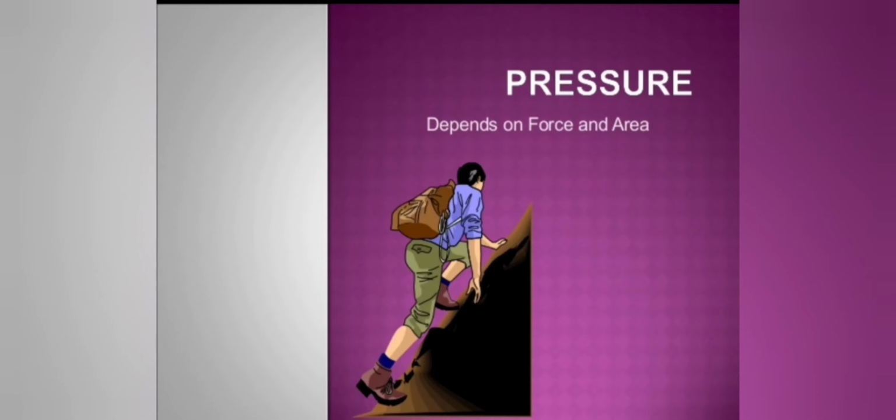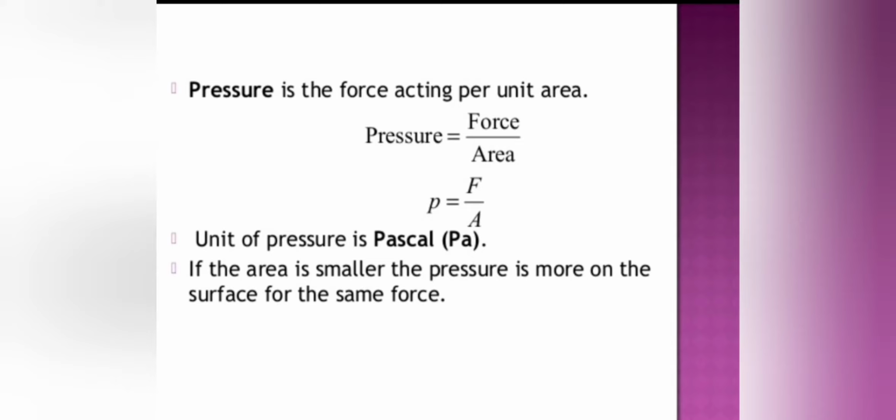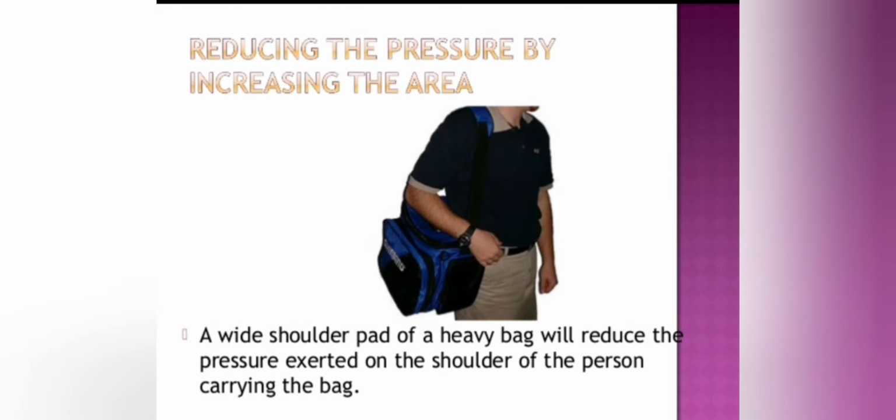Now we'll study about pressure. Pressure depends on force and also on the area on which it is applied. Pressure is the force acting per unit area. Pressure is equal to force upon area. The unit of pressure is Pascal. If the area is smaller, the pressure is more on the surface for the same force. We can reduce the pressure by increasing the area. You know that a wide shoulder pad of a heavy bag will reduce the pressure exerted on the shoulder of the person carrying the bag.